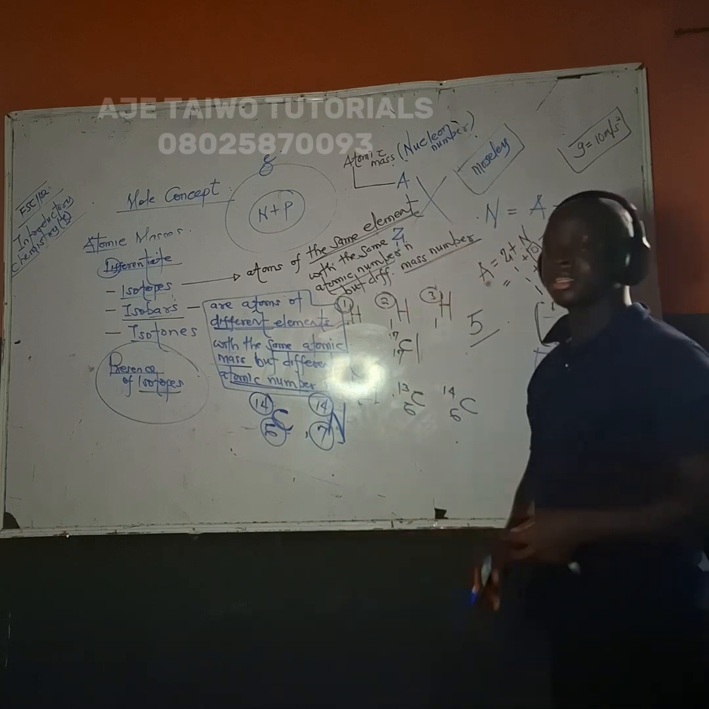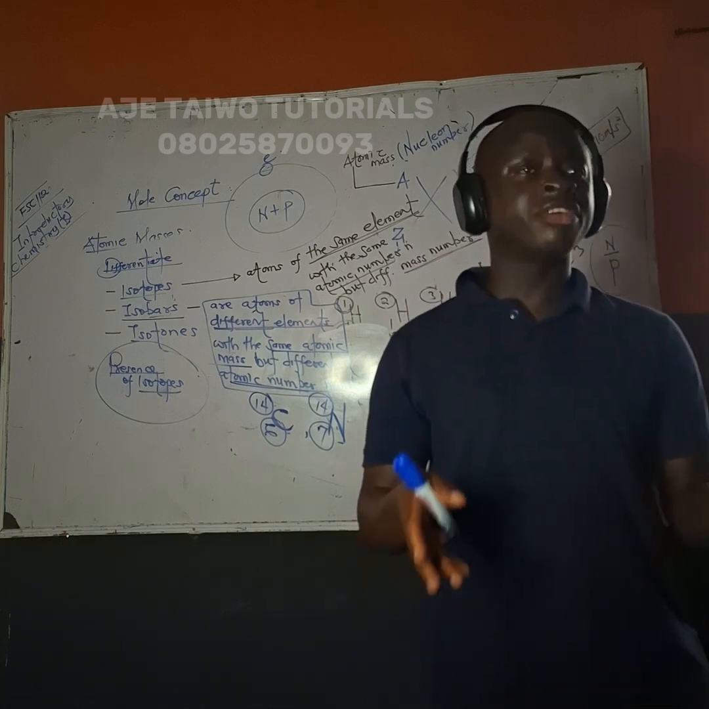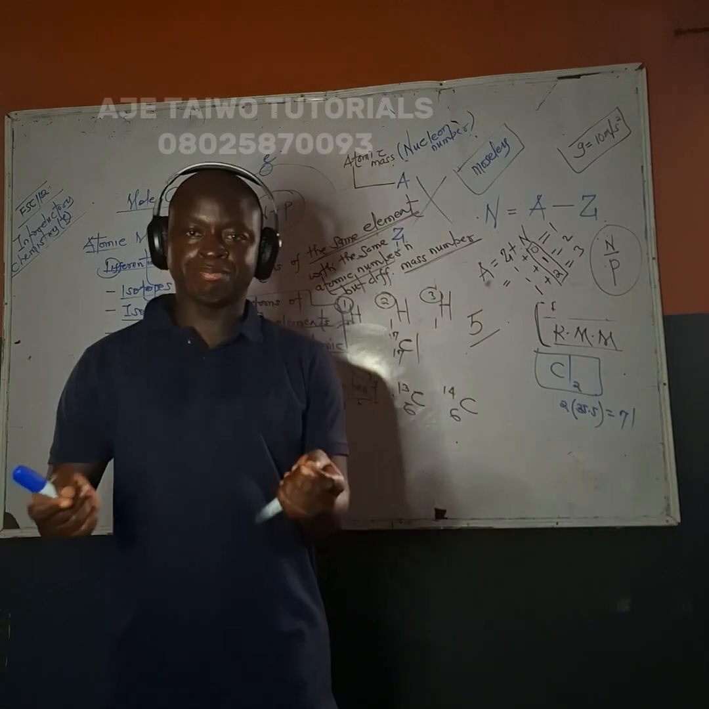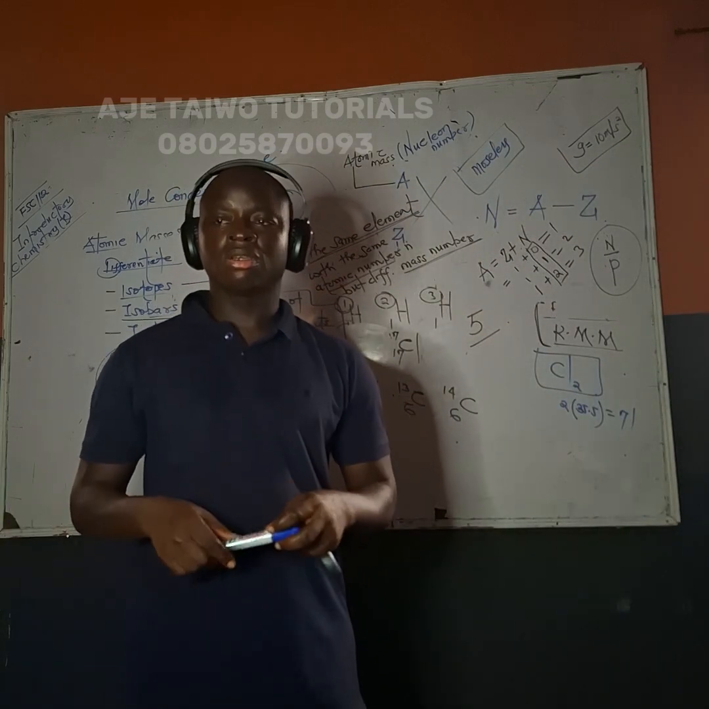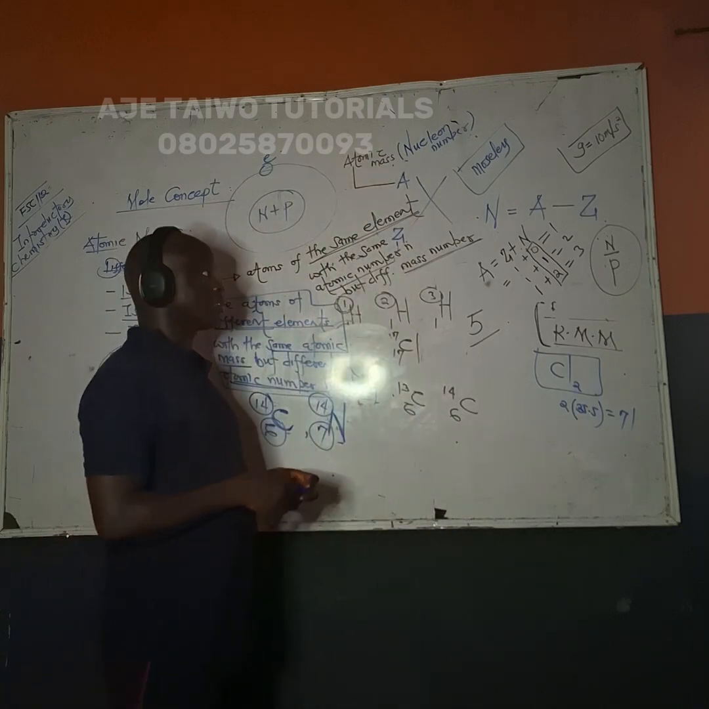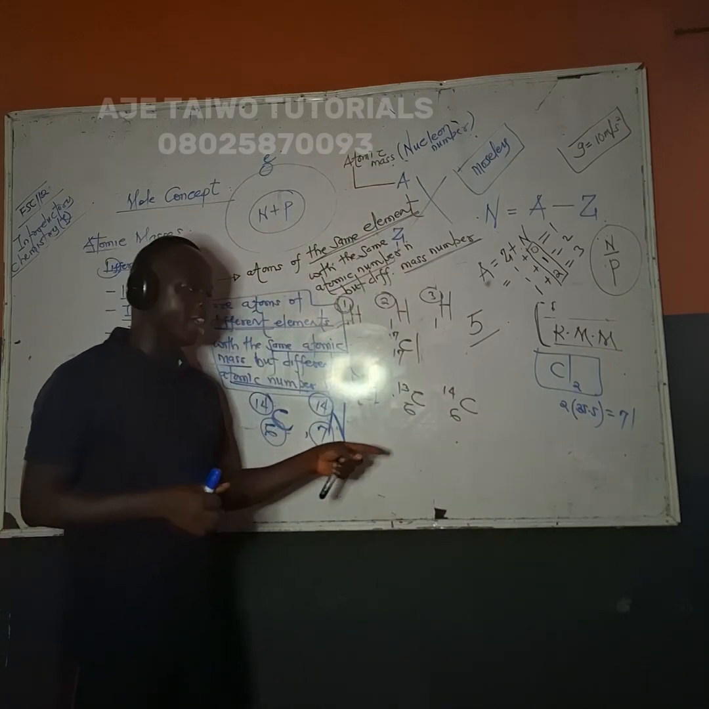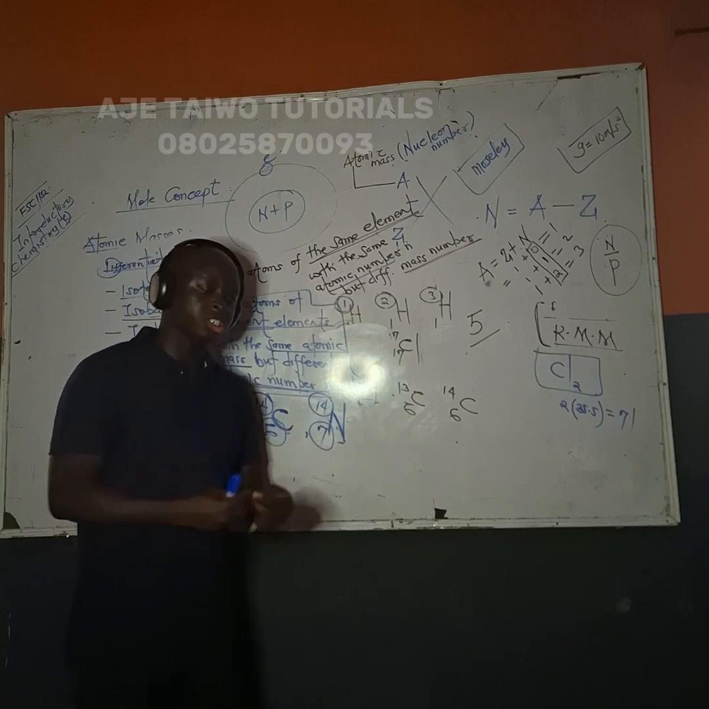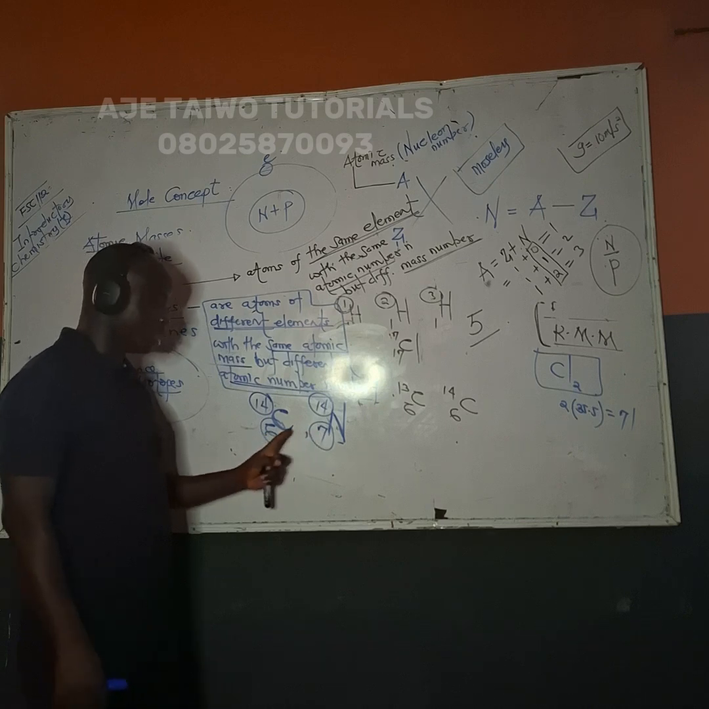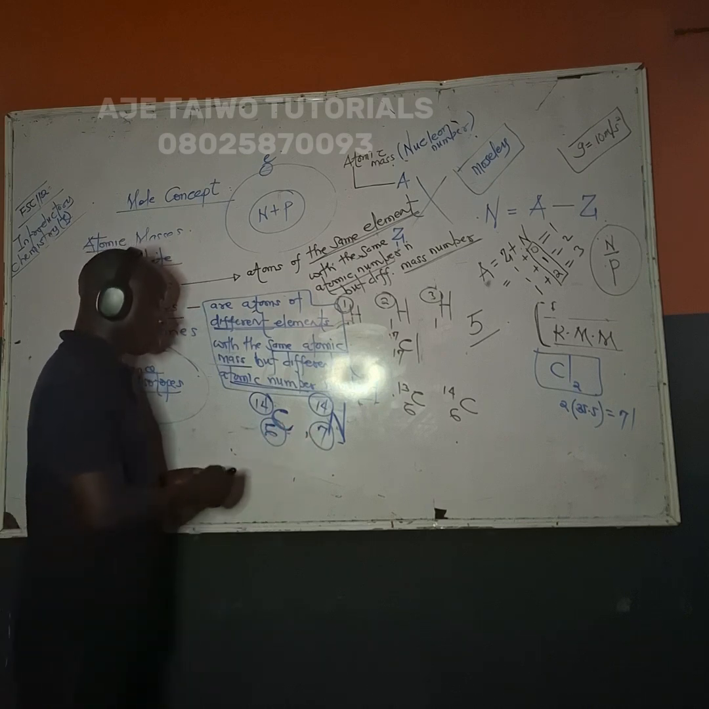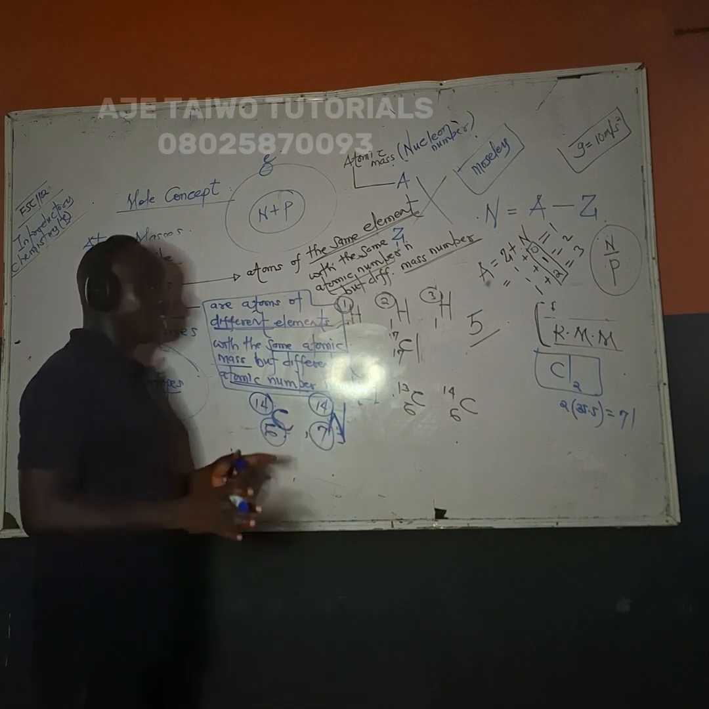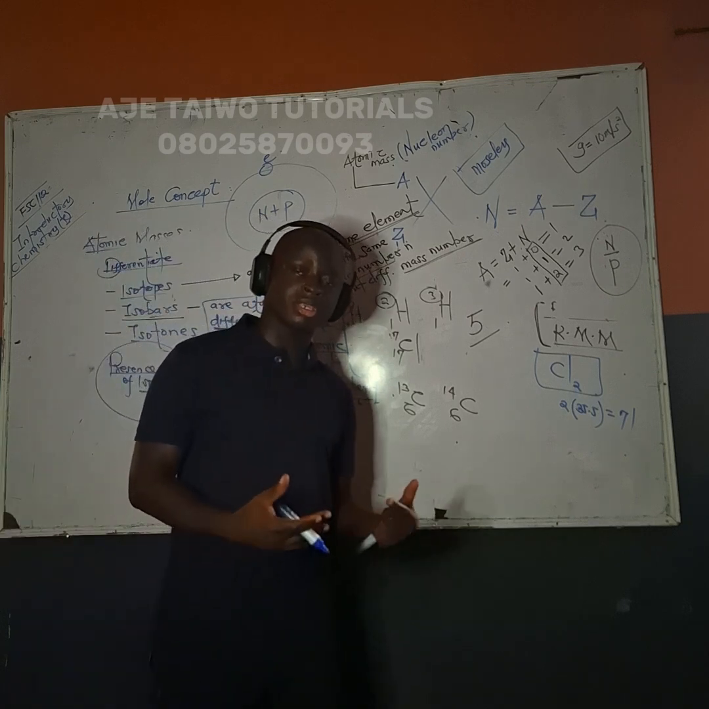Moseley said the properties of every element are a periodic function of its atomic number. Every element must have a unique atomic number. Because carbon and nitrogen are different elements, they must definitely have different atomic numbers.